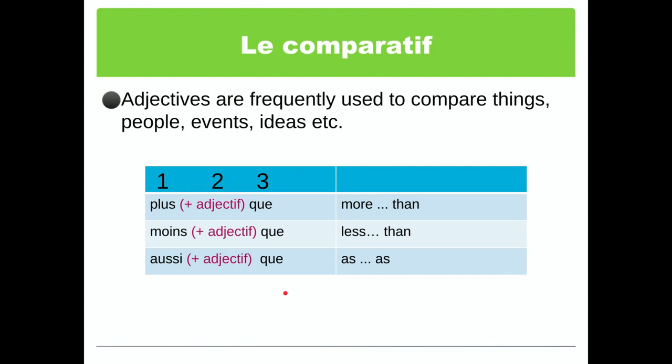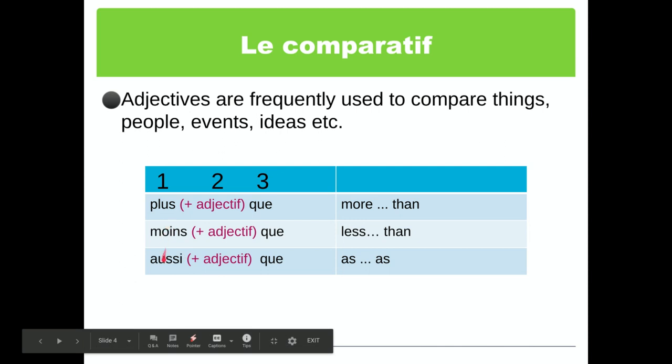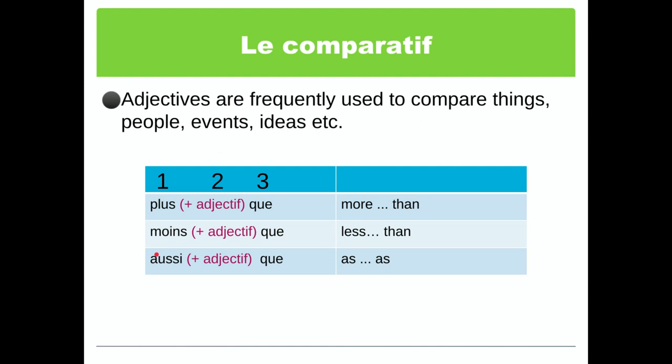So en français, adjectives are always used to compare two things, either people, events, ideas, etc. And to form the comparative is quite simple. You only need three things, and the first thing that you need is either plus, moins, or aussi. And plus means more, moins means less, and aussi means as, like the same as. So the first thing you need is either plus, moins, or aussi.